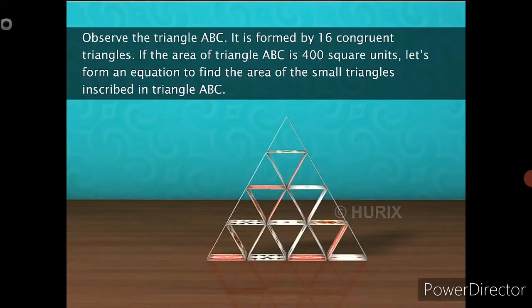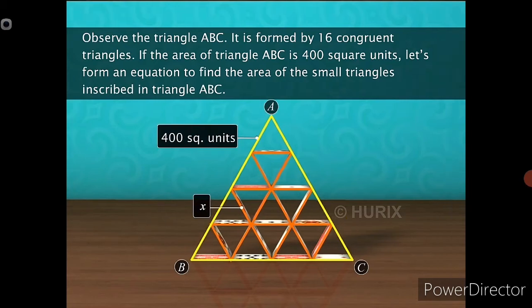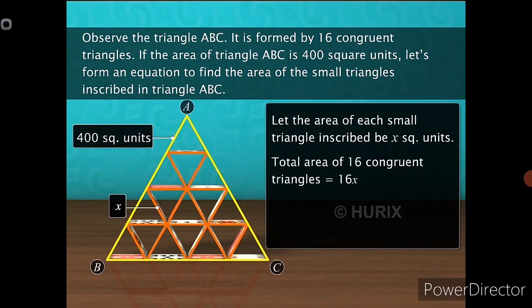Now, observe the triangle ABC. It is formed by 16 congruent triangles. If the area of triangle ABC is 400 square units, let's form an equation to find the area of the small triangles inscribed in triangle ABC. The 16 congruent triangles inscribed in triangle ABC have equal area. Let the area of each small triangle be x square units. The area of triangle ABC is equal to the areas of all the triangles together. So, the area of 16 triangles together is 400 square units. Thus, this equation can be formed.